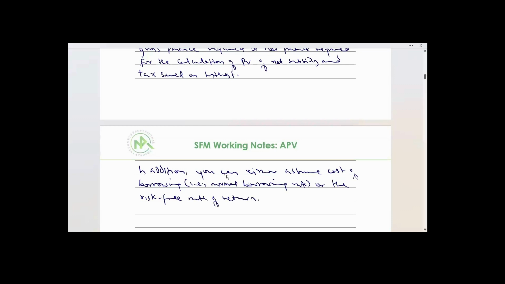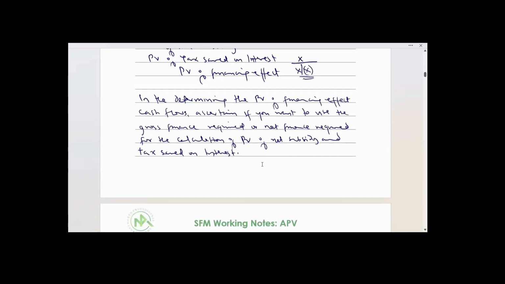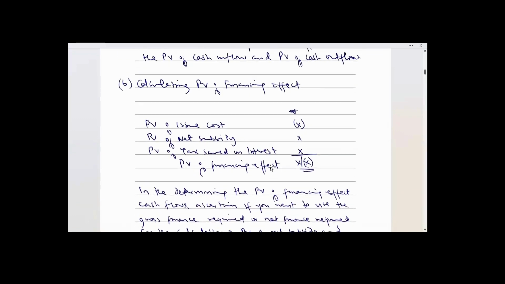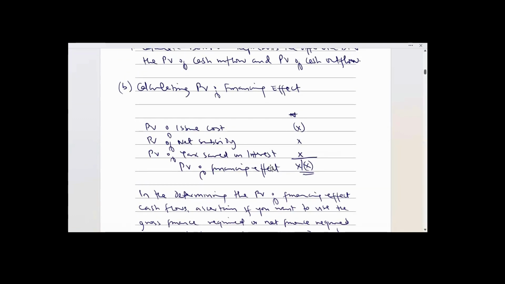So whichever one that you use, if the examiner did not specify, you're at liberty to either use cost of borrowing or risk-free rate of return. Let me explain to you once again. When you want to calculate the PV of financing effect cash flow, these are the three elements that will make up the PV of financing effect. It can't be more than these three.